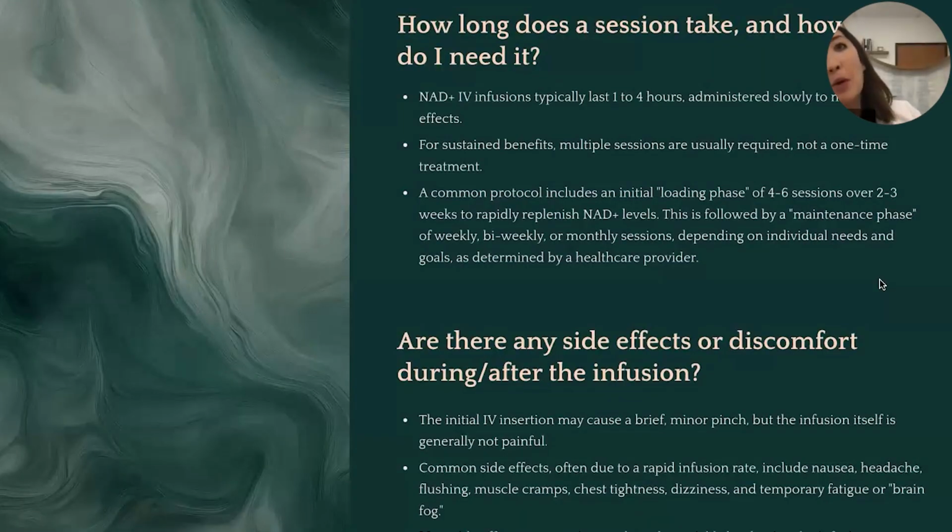How long does it take? How often do I need it? So NAD IV infusions can typically last from 1 to 4 hours. We want to administer it slowly to minimize side effects. So we usually start with a lower dose, maybe 250 milligrams. You can go up to 1,000, sometimes 1,500. Again, depending on what you're using it for, and that's something that your provider will determine what is going to be best for you. But most people are fine starting with 250. So they last 1 to 4 hours.